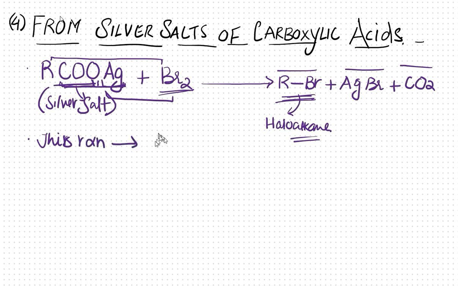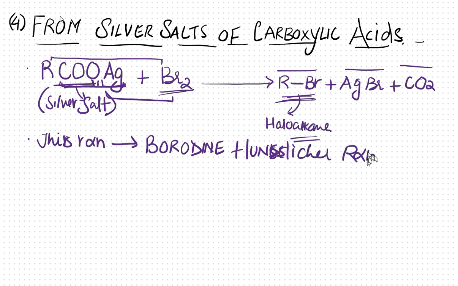Now I'll give you the name of this reaction. This reaction has a fancy name, but don't worry about anything, just learn to spell this. It is known as Borodin. Trust me, my spellings are as bad as yours. I don't mean to offend anyone. Maybe your spellings are much better, but it is a very hard spelling. Hunsdiecker. I always get confused in this. This is known as your Borodin-Hunsdiecker reaction. So you had your silver salt, you had your dibromine to get your haloalkane, your silver bromide, and your carbon dioxide. This preparation method was from silver salts, and this particular reaction is known as your Borodin-Hunsdiecker reaction.